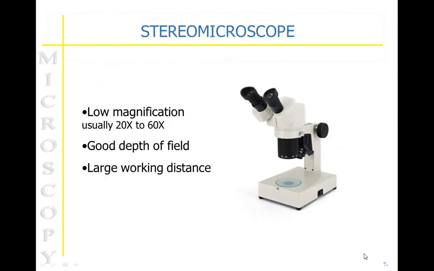The stereo microscope is commonly used for the initial examinations of evidence, and in some cases it may actually be used for the analysis itself. This microscope provides very low magnification. It's usually anywhere from 20 times power to 60 times power. The microscope itself provides very good depth of field. It allows you to see images in three-dimensional viewing.